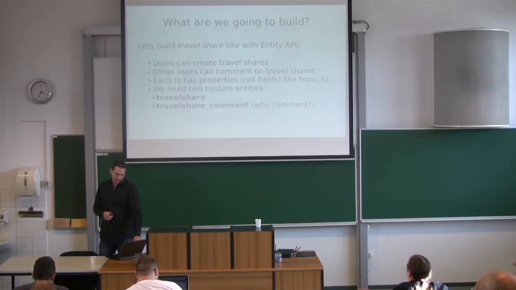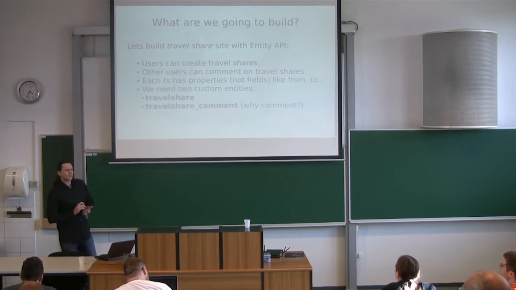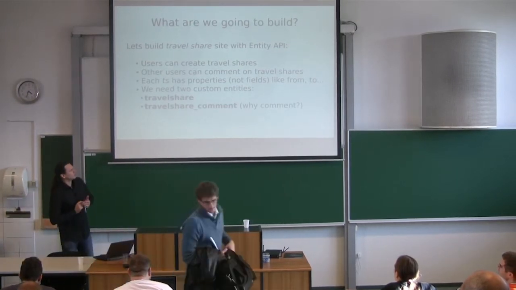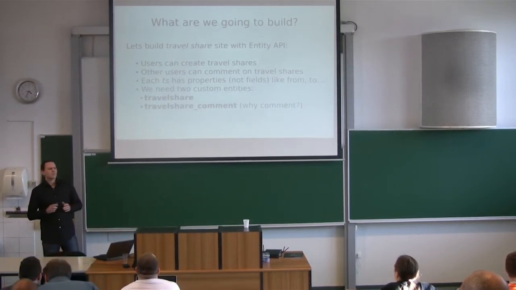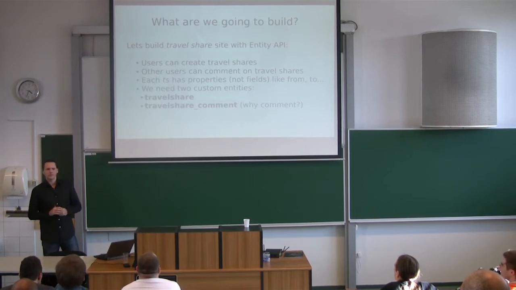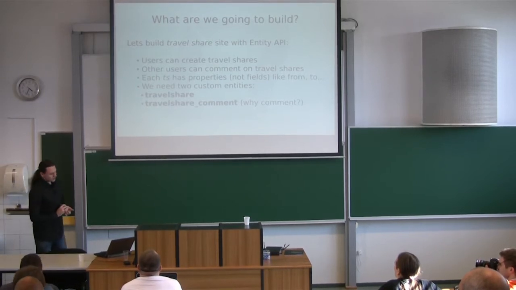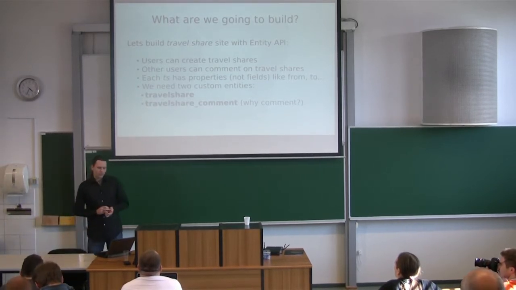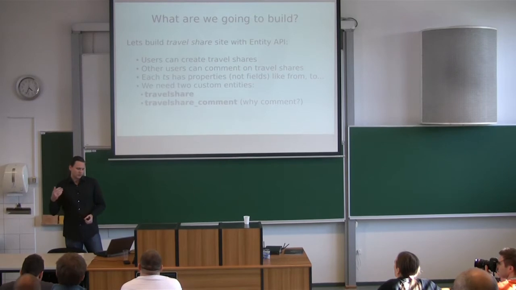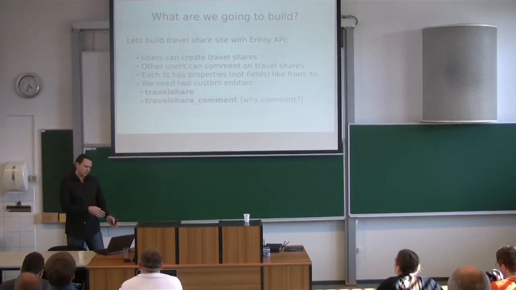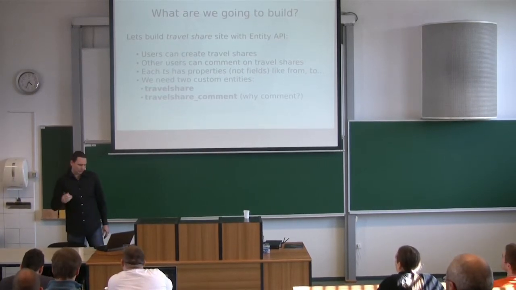Our travel shares will have properties, and this will not be fields, it will be properties. I don't know, do you know the difference between fields and properties? If not, please ask. First, are you familiar with entities, Entity API? Most of you are good. So we'll use properties and not fields. And we will have properties like from, to, for example, we are going from Belgrade to Ljubljana. At that time, we have two spaces we want to share in our car or whatever.